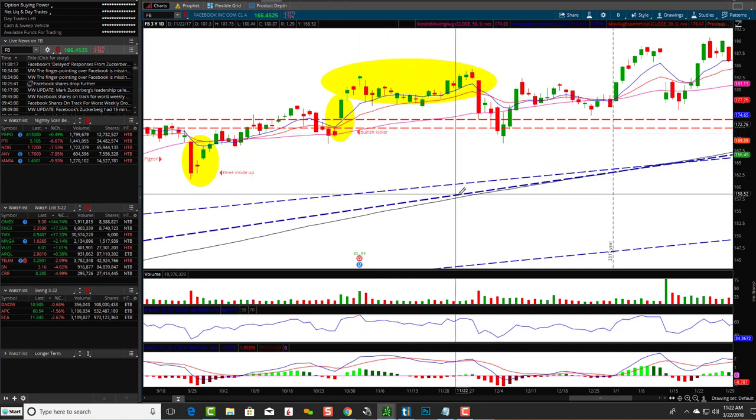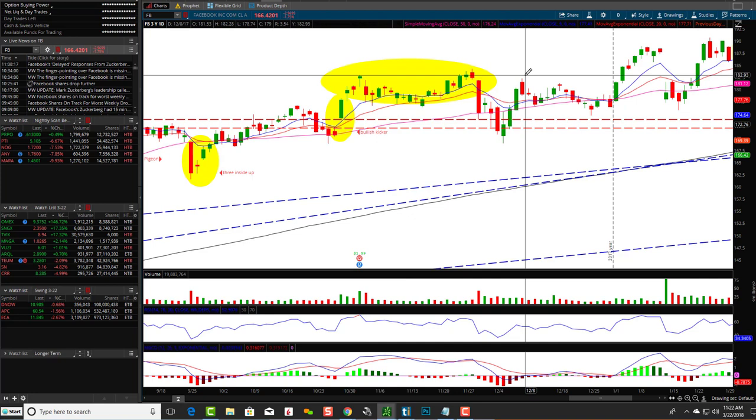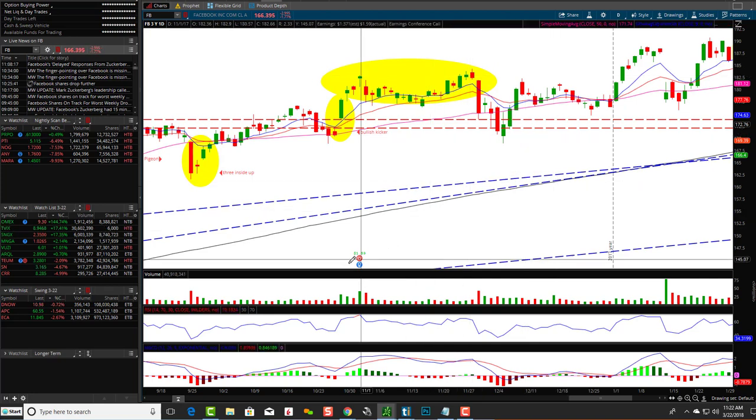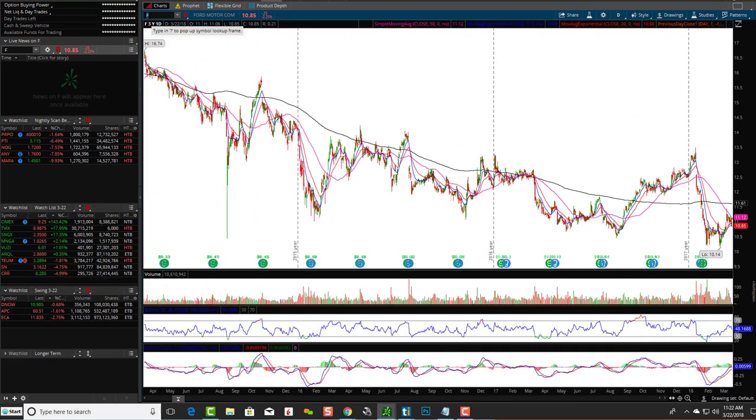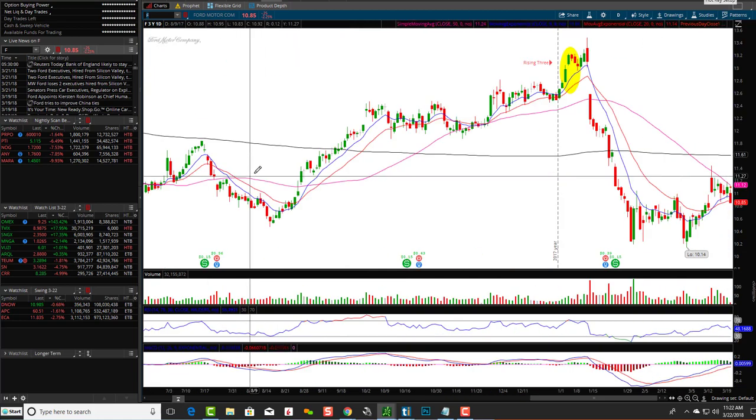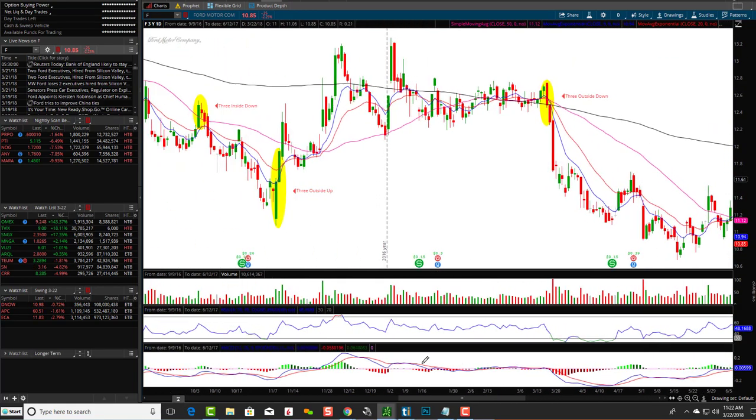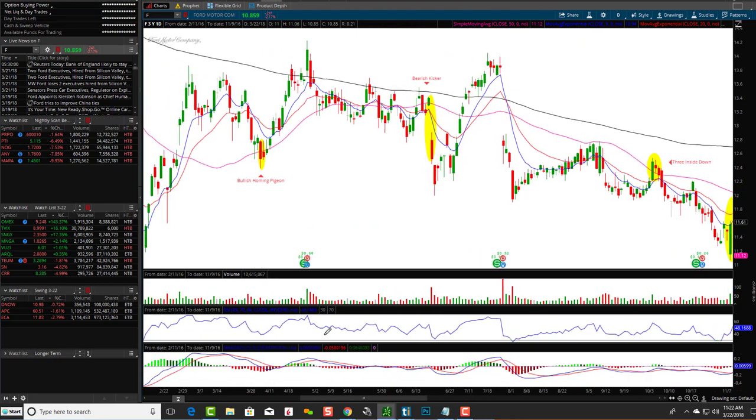Or if there's a gap down, price many times will go back and fill the gap up either before fading or going up further. Let's look at some bearish kickers as well. And let's look back over here. You'll see these all over the place.